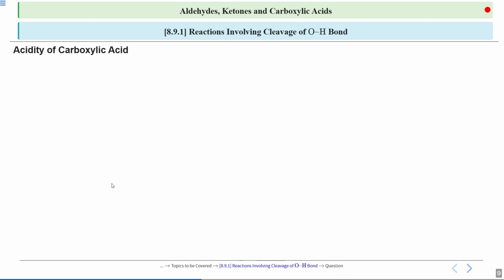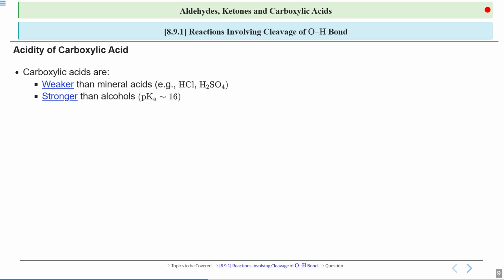Now we will discuss the acidity of carboxylic acids. Carboxylic acids are weaker than mineral acids, like hydrochloric acid and sulfuric acid. Right now we only saw that these acids have a pKa value of -7. So this means that carboxylic acids do not donate protons as readily as these stronger acids.